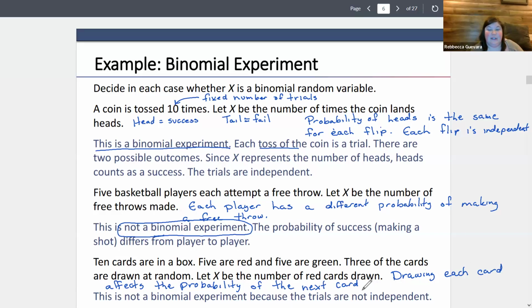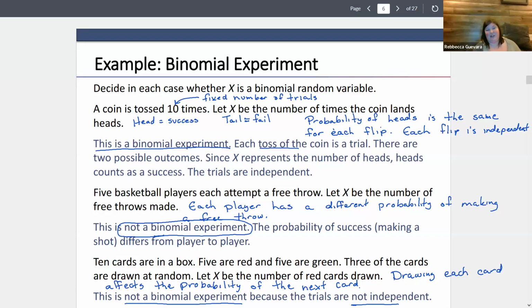So that right there is enough to say that the events are not independent. This is not a binomial experiment. So there are certain things we have to look for. We need to make sure that we have a fixed number of trials, and that we have 2 options that we're going to come out with. We're going to have a success and a fail.